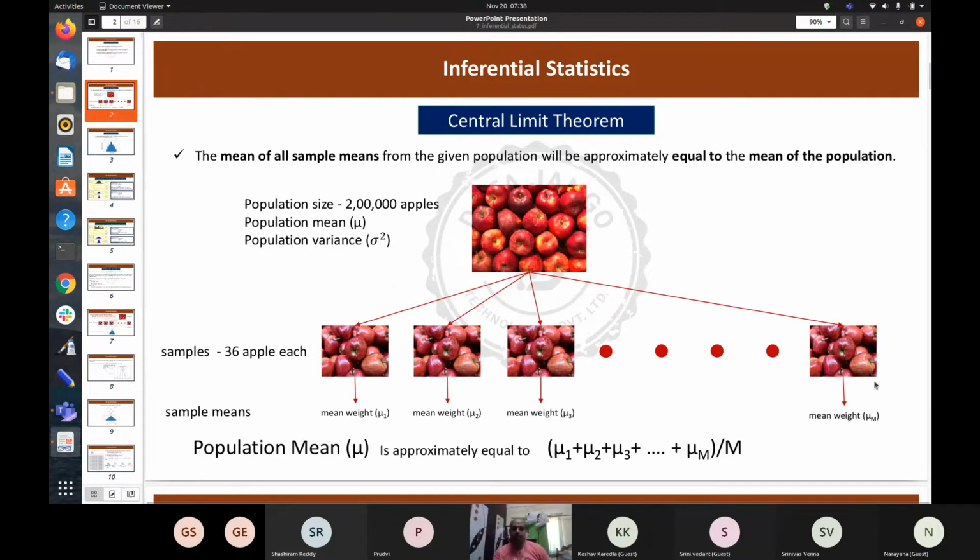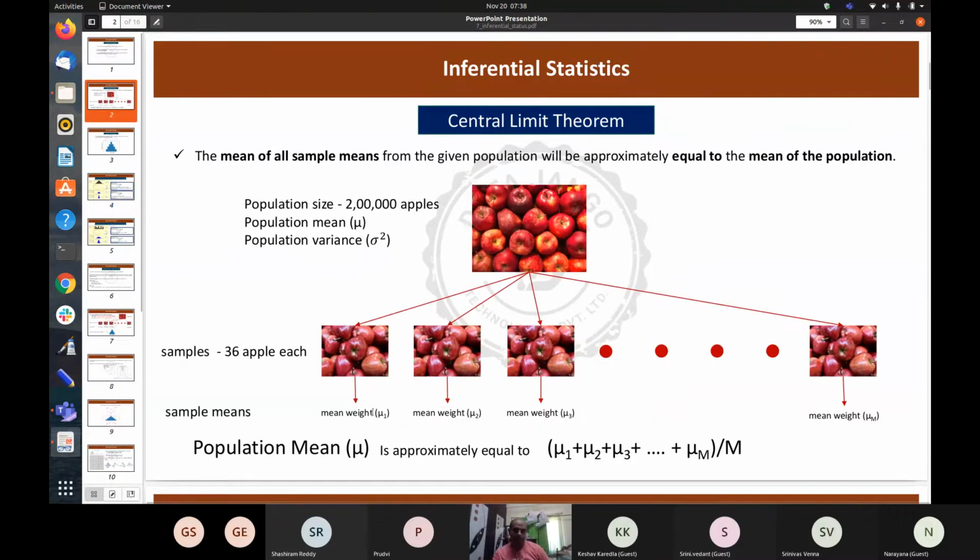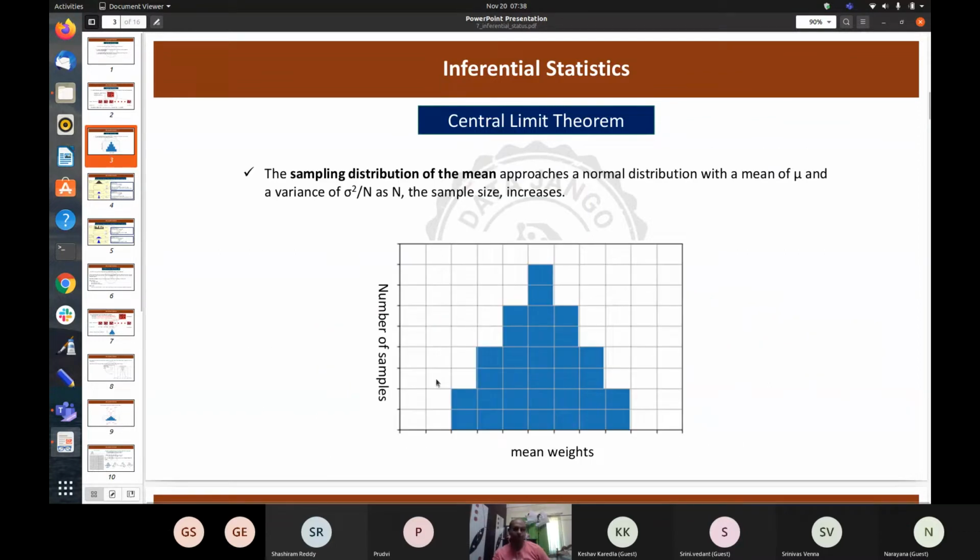When you take multiple samples and take means of them, and take the mean of all those means, that's going to be equal to the population mean. That's one thing. And second thing is these means, the means of n number of samples, are going to be normally distributed, and we can calculate the standard deviation of these means using sigma by square root of n. This is the central limit theorem.